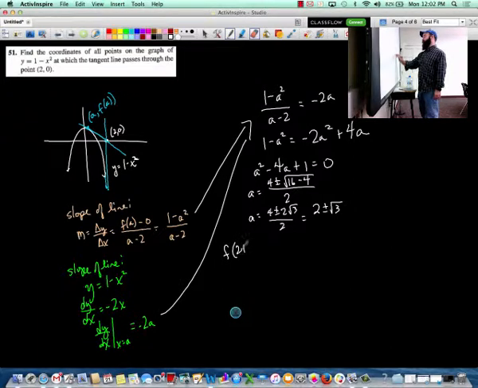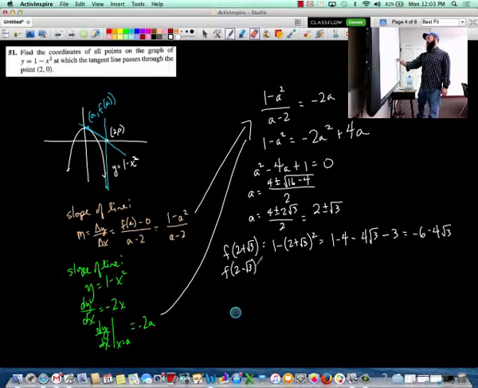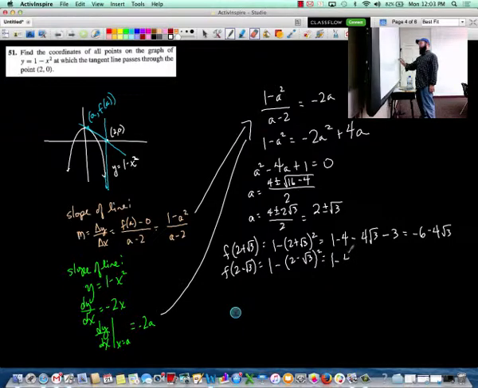So if I do f of 2 plus the square root of 3, that would be 1 minus that thing squared, which is kind of annoying, but not hard to do. 1 minus 4, let's see, that would be 4 root 3, minus 4 root 3, and that would be minus 3. So I have, what, negative 6 minus 4 root 3? And then if I do 2 minus the square root of 3, that would be 1 minus 4, that would be negative 4 root 3, but it's a plus because we're subtracting, and that would be minus 3. And that ends up being what? Negative 6 plus 4 root 3?